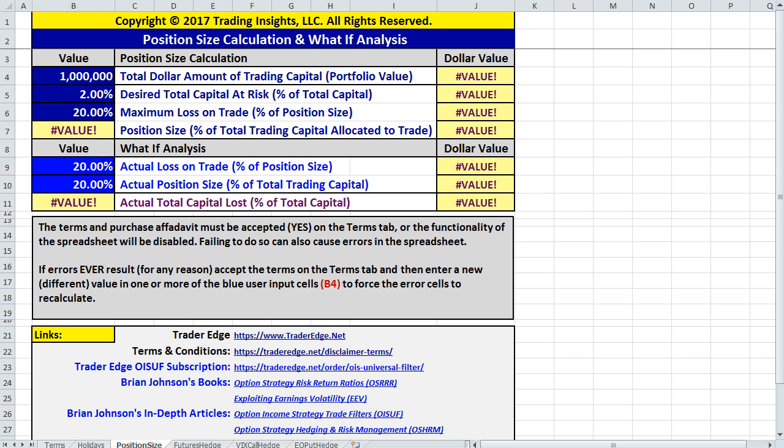The position sizing formulas are well known by most experienced traders, and they are provided in the article. Position sizing is critically important and is a prerequisite for risk management. We will review position sizing in this video demo. The remaining videos in this series will break new ground in option strategy hedging.